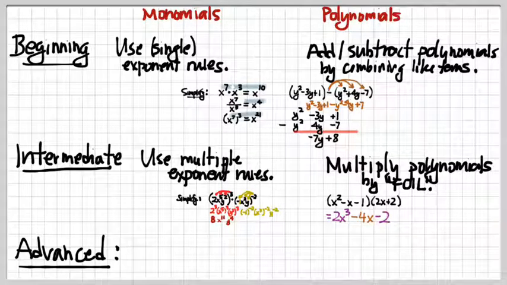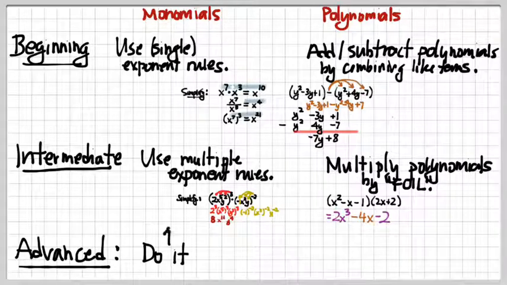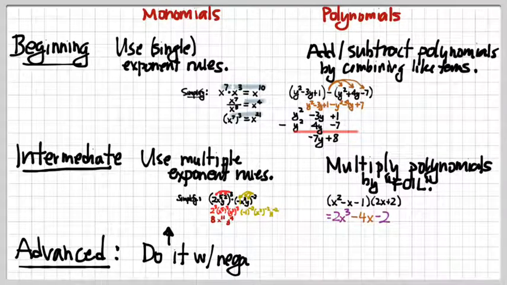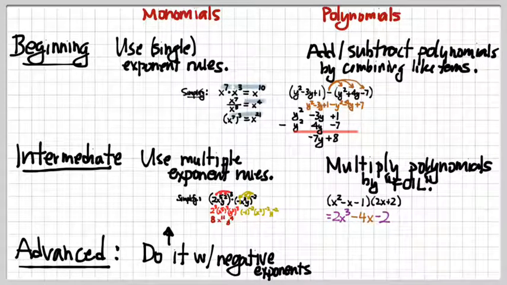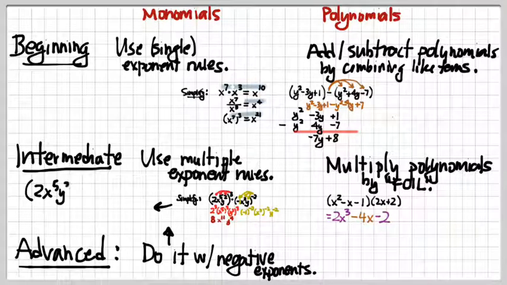So for the advanced level skill, we just do everything that we were doing up here. So using multiple exponent rules to simplify, but then also have negative exponents in our answer. But we kind of talked about what to do with negative exponents already, so let me just refresh your memory. Let's suppose that we did this same simplify problem as before, but I'm just going to tweak it a little bit. 2x to the 5th, y to the 3rd.